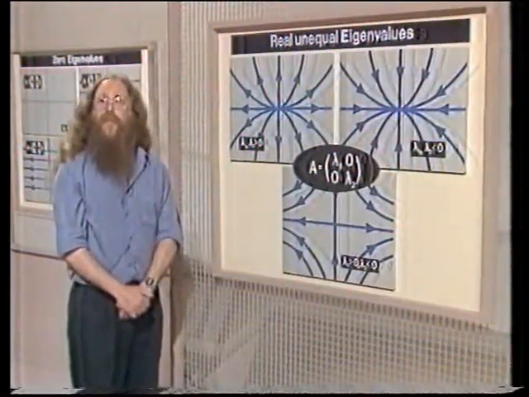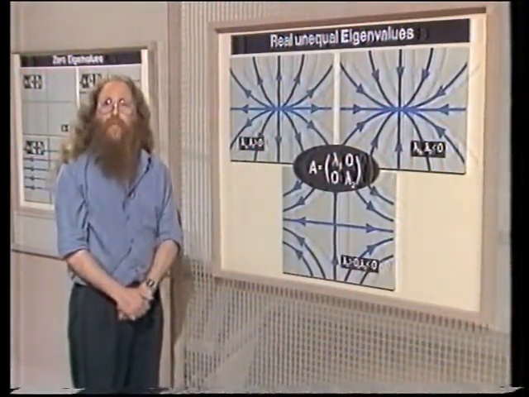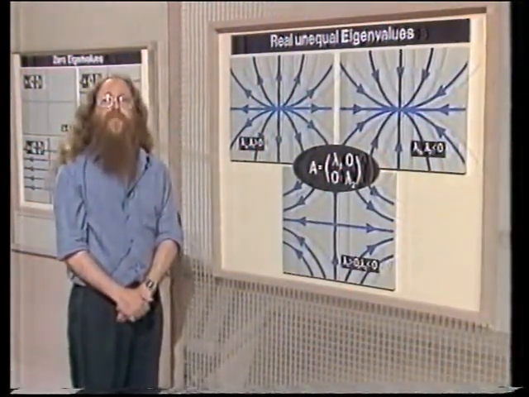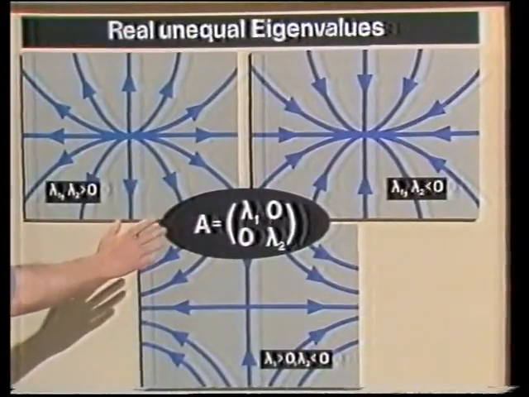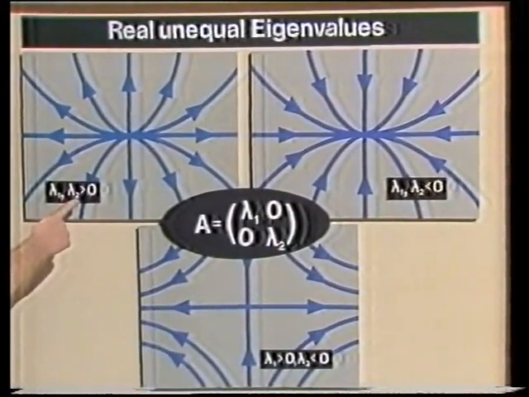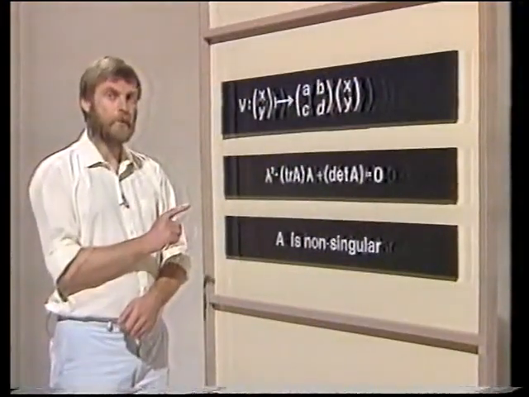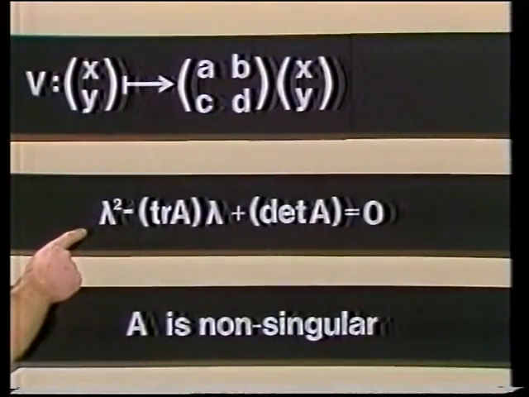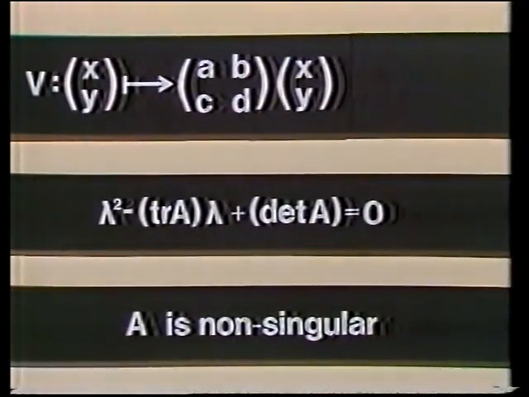So, if the eigenvalues turn out to be real and unequal, we're going to get a flow which looks something like one of these. And as we've seen, it's the sign of the eigenvalues which tells us which one it actually is. Right, now for the second possibility. What happens if this equation has no real roots? In other words, the eigenvalues are complex. What sort of flows do we get?